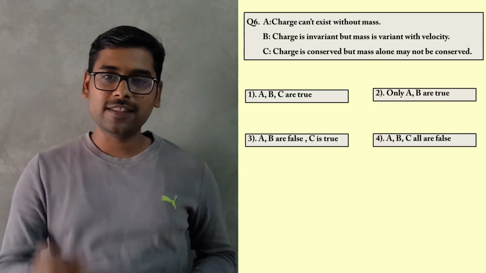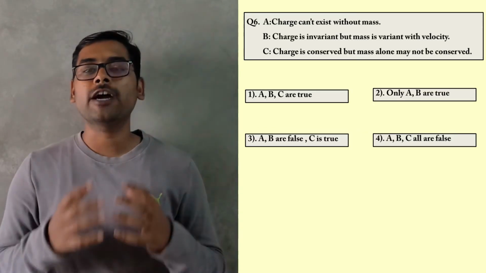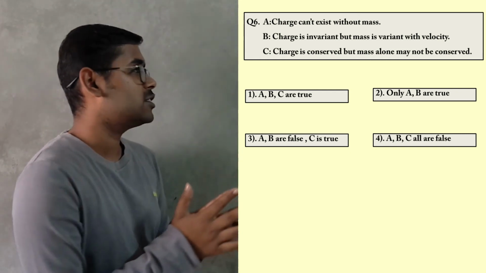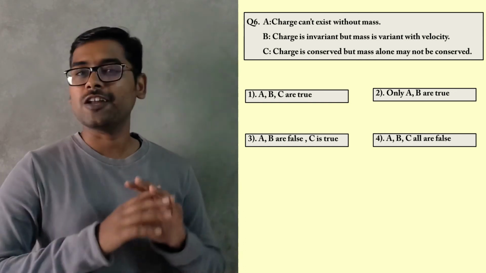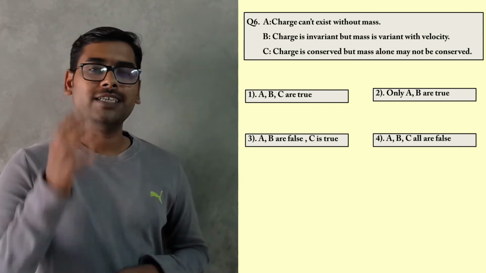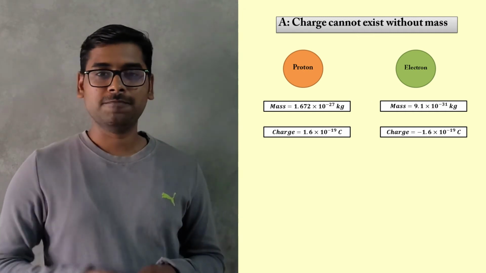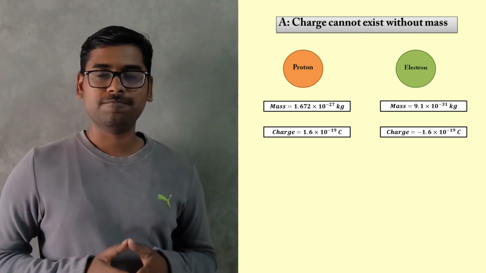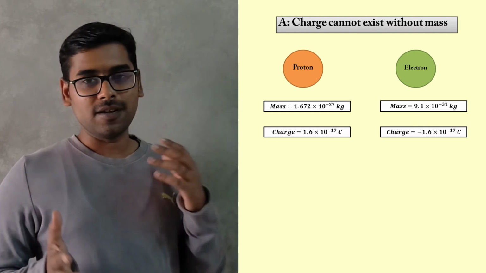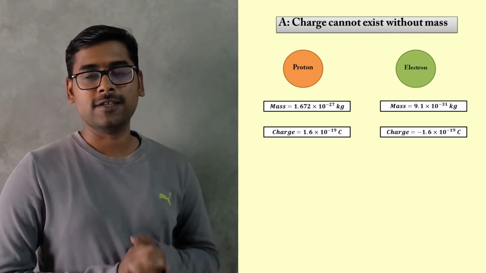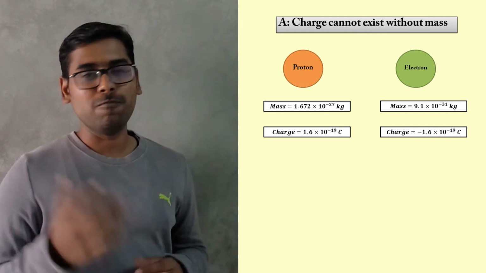Guys, now let us look at these statements one by one and try to find out the answer to this question. The first statement is charge cannot exist without mass. Guys, this statement is true. Why? All the charge in the universe is due to two fundamental particles. They are electrons and protons. All the charge in the universe is due to these two particles. And these two particles have masses.